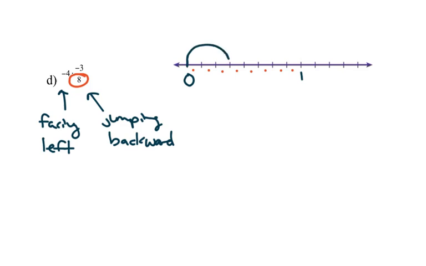1, 2, 3. 1, 2, 3. 1, 2, 3. 1, 2, 3. And so I end up here. Again, I'm facing the left, so I'm facing this way, but I'm jumping backwards. And so you see how those things cancel each other out. This jumping backwards and facing left puts me in the positive direction.